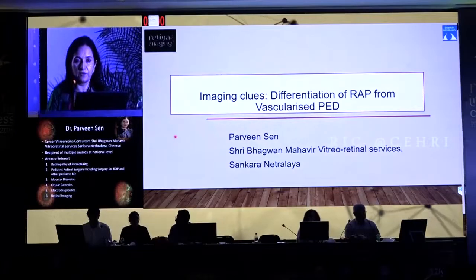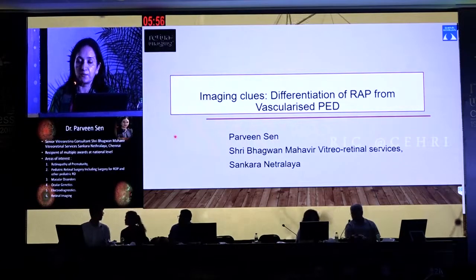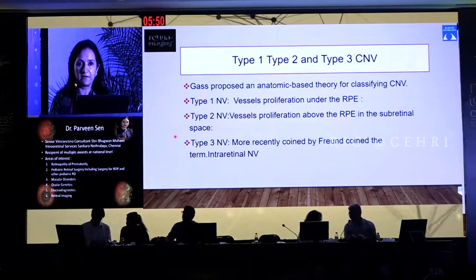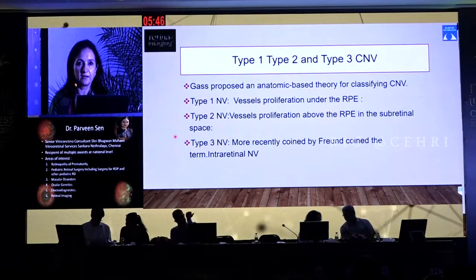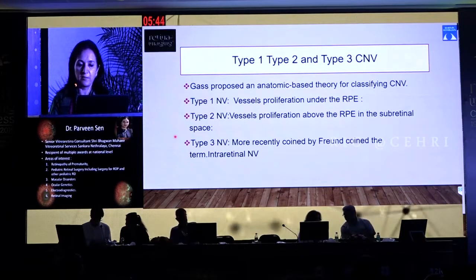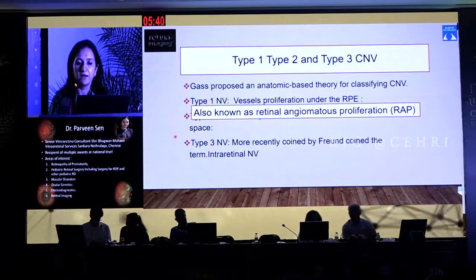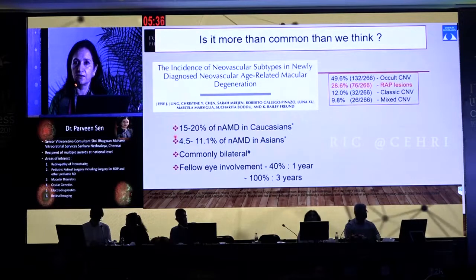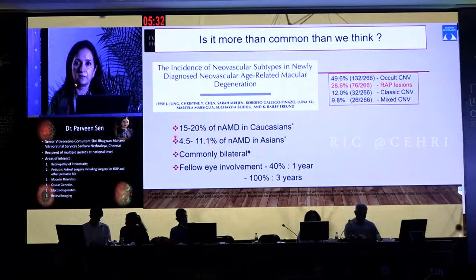Take this talk further of type 1, type 2, type 3. So I concentrate on type 1 and type 3 CNVM and how to differentiate. I think we can quickly go through these slides because we have had this discussion. Type 1 is growing or proliferating under the RPE, type 2 above the RPE, and type 3 is basically an intraretinal NV, which is also what we call the RAP lesion. And it is definitely common enough for us to think about it and discuss it.